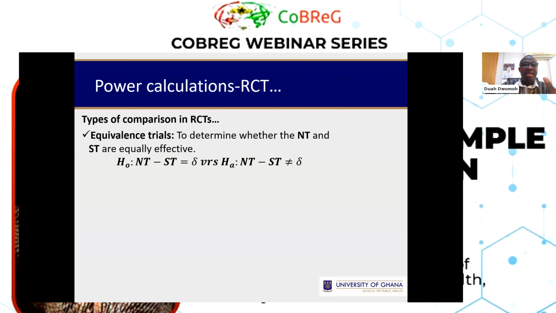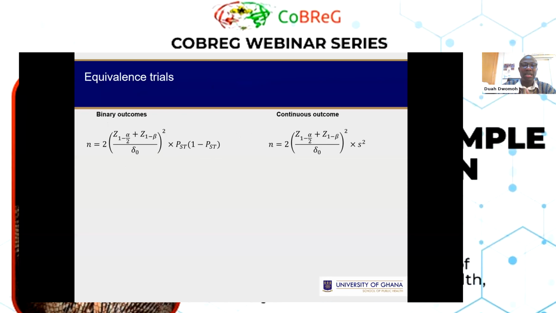Okay. And then we have the equivalence trial, to determine whether the new treatment and the standard treatment are equally effective. So you see, this is just a two-tail test. So H naught: the new treatment minus the standard treatment is equal to delta. Remember, I said that the delta we are referring to is the clinically relevant margin or interval, versus the alternative hypothesis of the new treatment minus the standard treatment not equal to delta. In that case, this becomes your sample size.